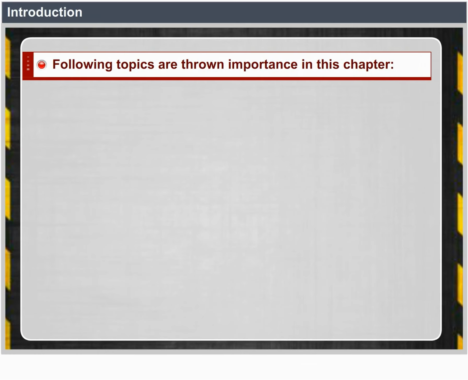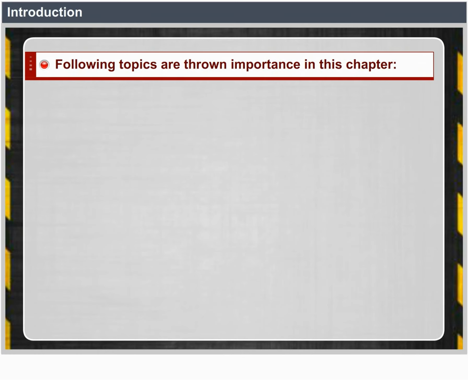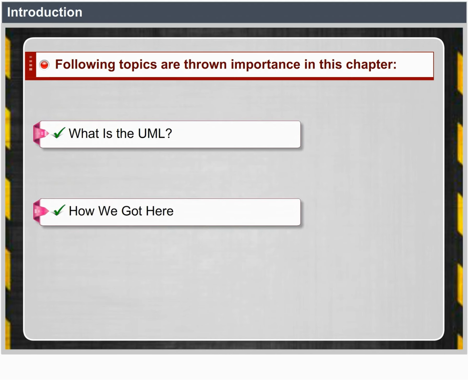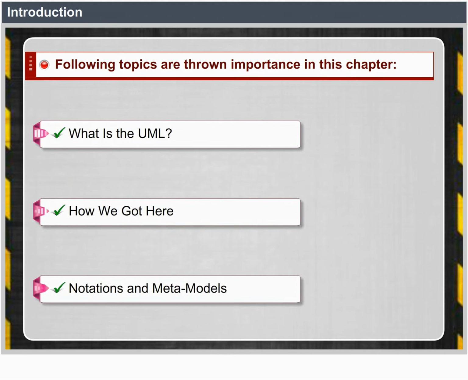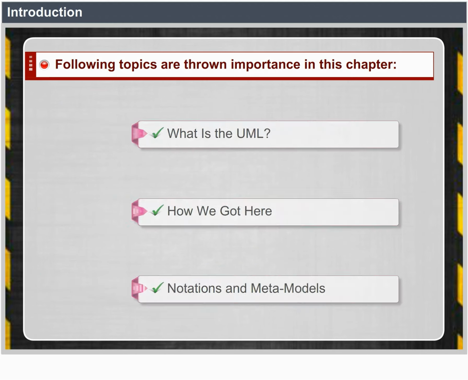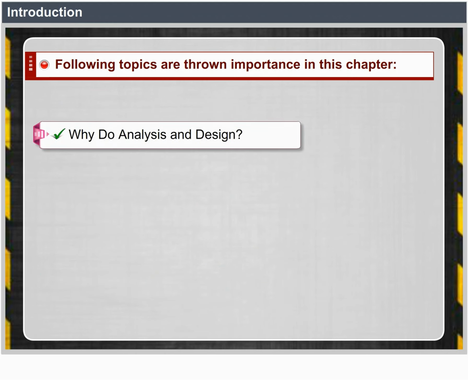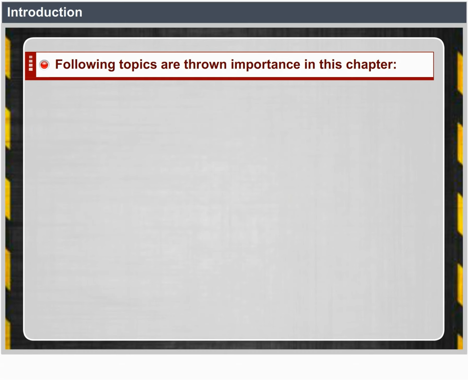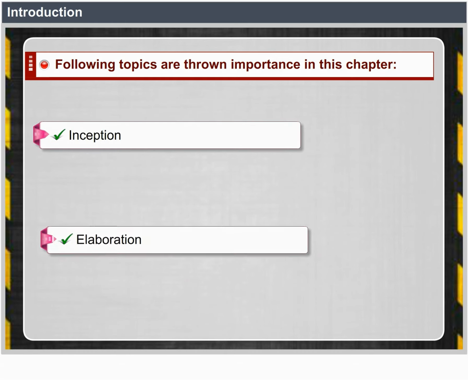Introduction. The following topics are covered in this chapter. What is the UML? How we got here? Notations and meta models. Why do analysis and design? Overview of the process. Inception.